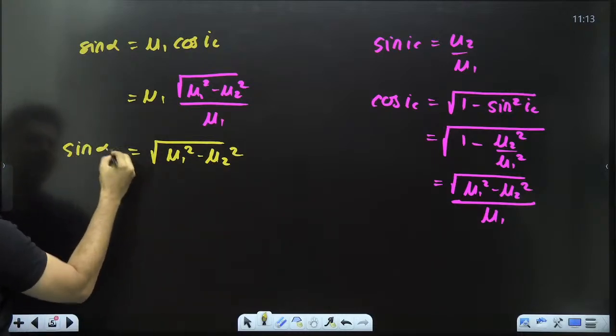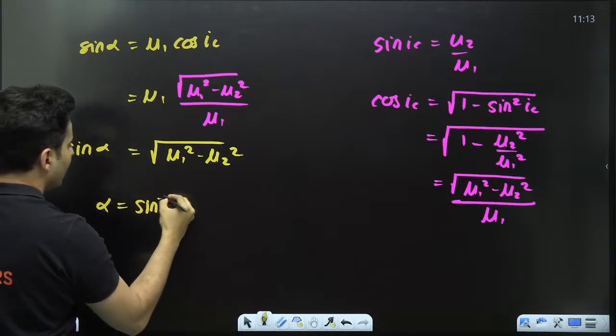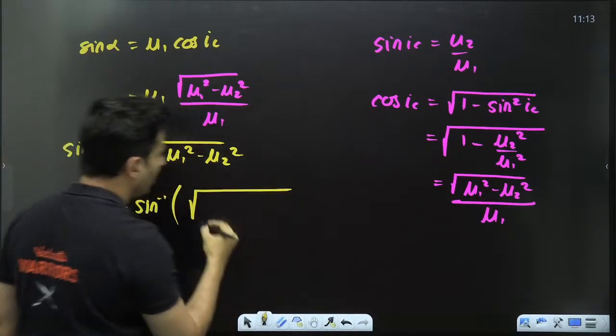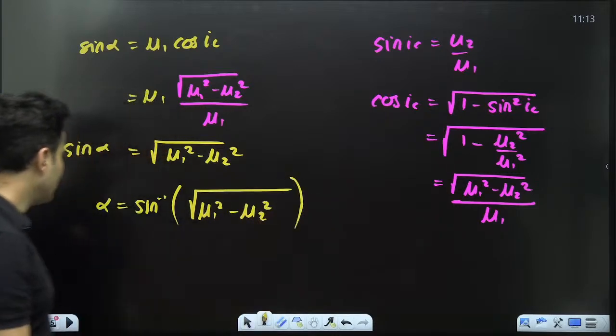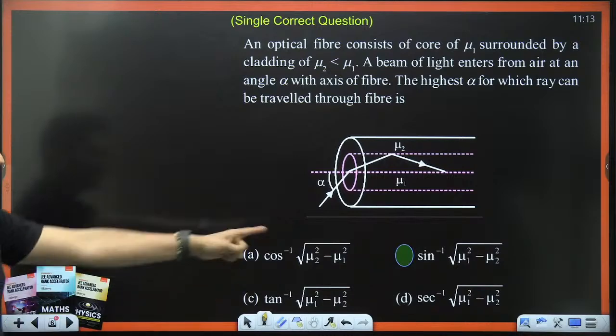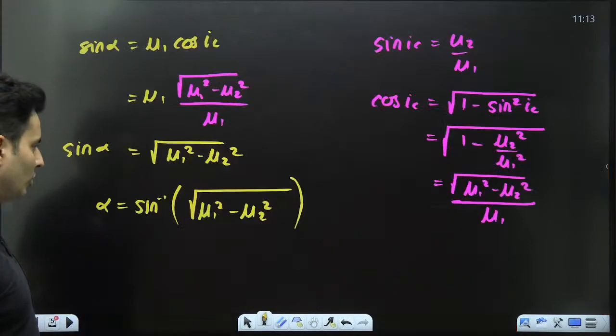That is sine of alpha. Therefore, alpha will be sine inverse of root of mu 1 square minus mu 2 square. That should be the answer. Yes, sine inverse of root of mu 1 square minus mu 2 square.